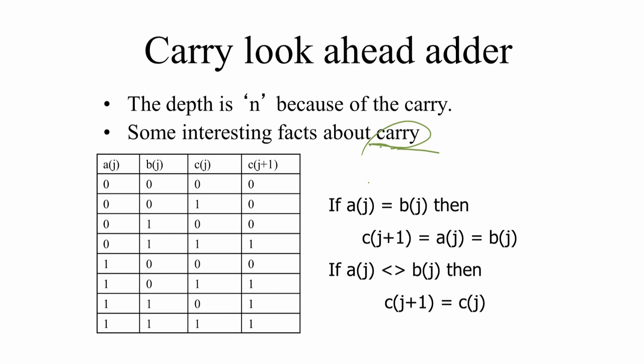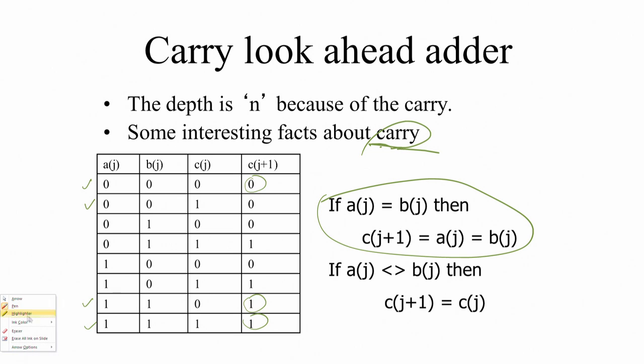There is something very interesting about this. When Aj is equal to Bj, your Cj plus 1 is equal to either Aj or Bj. For example, when is Aj equal to Bj? Let us take these 4 entries. When Aj is equal to Bj, your Cj plus 1 is equal to Aj, which is equal to Bj. So, the green matches with the green.